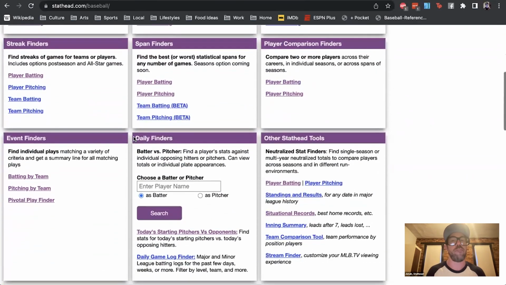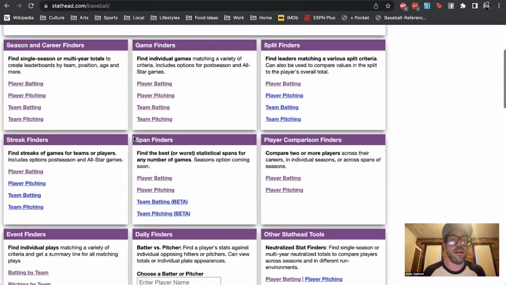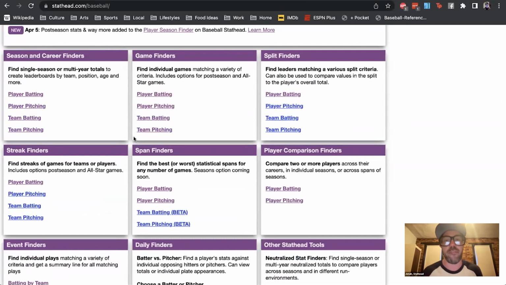So let's go into baseball. And here are all of the Stathead tools. You can see that there are a lot of them. There's a lot of different tools. Some of them are very easy. Some of them are a little more complicated, but all of them, once you get the hang of it, are incredibly easy to navigate and very user-friendly. So we're going to start with some of the questions that I received in advance, and I'll start with one from DeAndre, who asked, where can I find WAR stats?